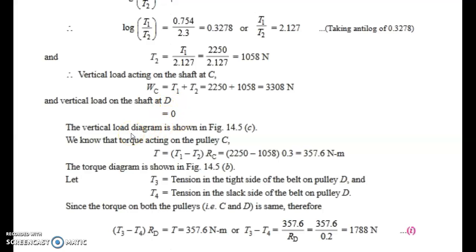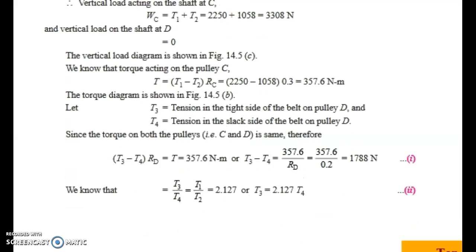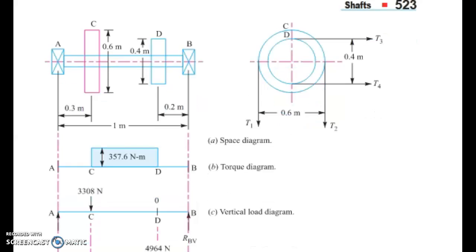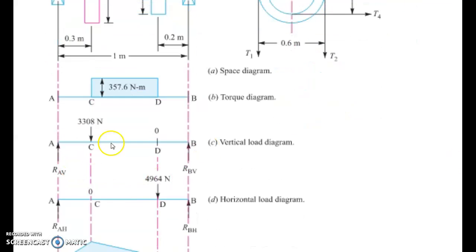Now we can draw the vertical load diagram. I will show that vertical load diagram. This is our vertical load diagram. First, the figure with point C, vertical points A and B. Vertical load at point C. There is no vertical load at point D, so we mark it as 0.